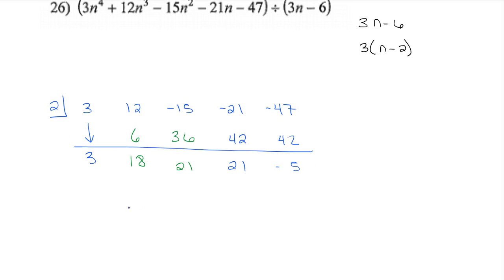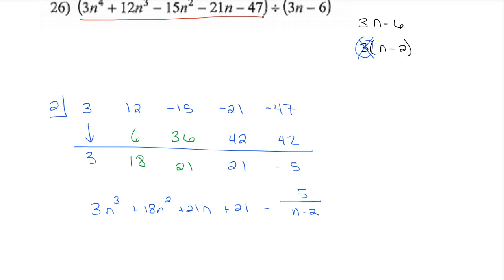All right, so here then I'm left with 3n to the third plus 18n squared plus 21n plus 21 minus 5 over, and what did I divide by? N minus 2. Right, I kind of excluded that 3 from here for a second. So I'm taking this whole polynomial, and I'm dividing by 3 times n minus 2, correct?